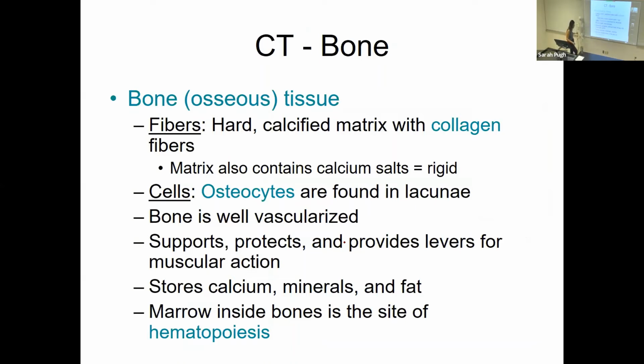So we have gone through connective tissue proper, we have gone through cartilage, now we're going to do bone and then we'll do blood. So bone, another term for bone is osseous tissue. And bone is different because the matrix inside the bone has been calcified. Anytime a tissue has been calcified, it becomes really hard and rigid. Calcium makes your bone really hard. And so in our bone, we have calcium salts.